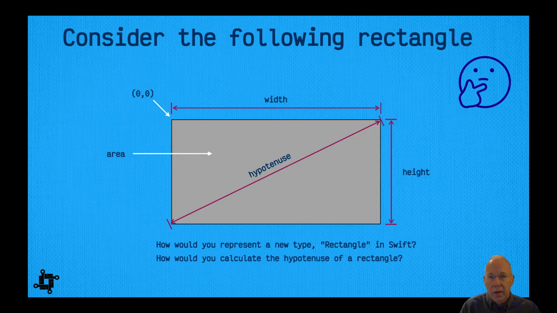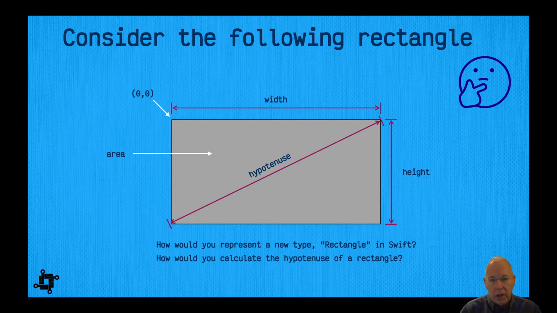So let's consider the following rectangle. In this rectangle, we have a bunch of different attributes associated with it. So for example, we have a width here of the rectangle. We have a height here. And we have an area that can be calculated based on the width and the height. And we also have a hypotenuse, which can also be calculated based on the width and the height.